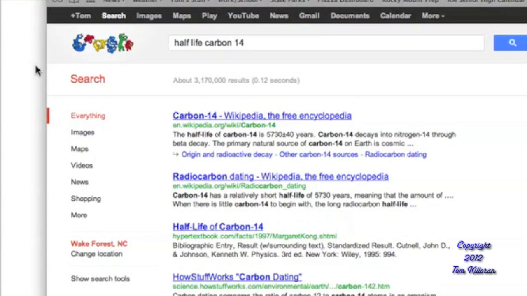5,730 years. Okay. Now, what the heck does a half-life mean? Well, if you start off with 200 grams of carbon 14, after 5,730 years, you would expect about half of it.